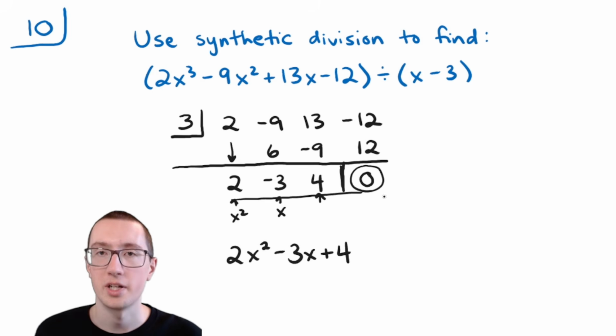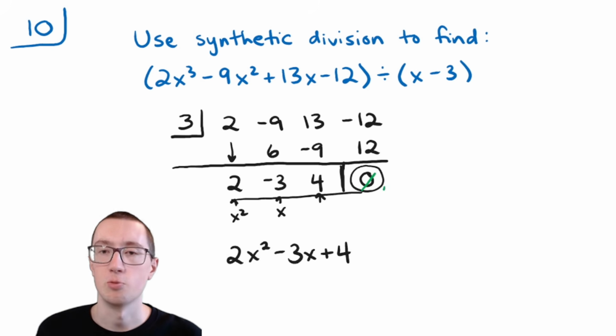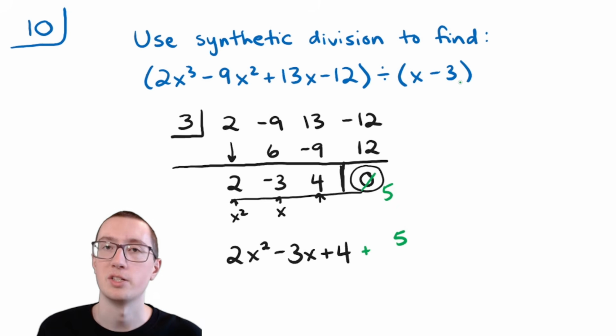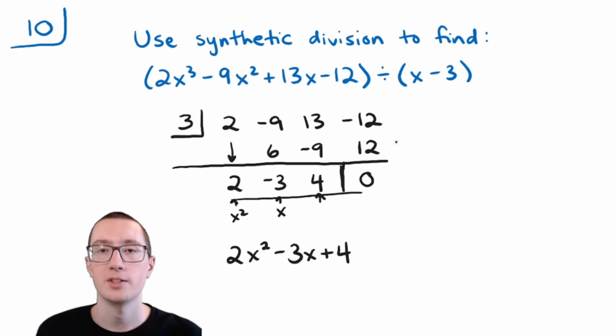And now we don't have a remainder, but let me just show you what would happen if we did have a remainder. Let's say that this was 5, for instance. Then we would have plus 5, and then you have to divide it by what we divided by at the beginning. So you would put it over x minus 3. But in this case, we don't have a remainder, so we don't have to do that. So there you go. Our final answer to this division is 2x squared minus 3x plus 4.